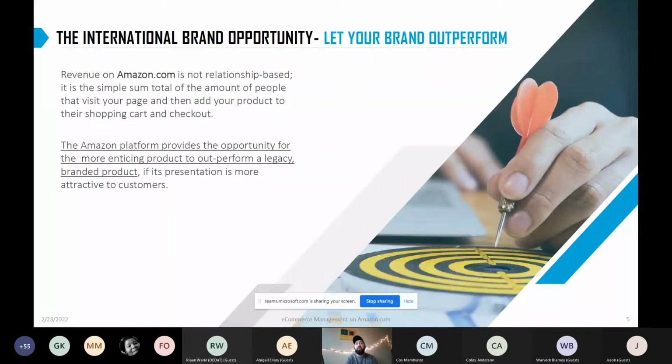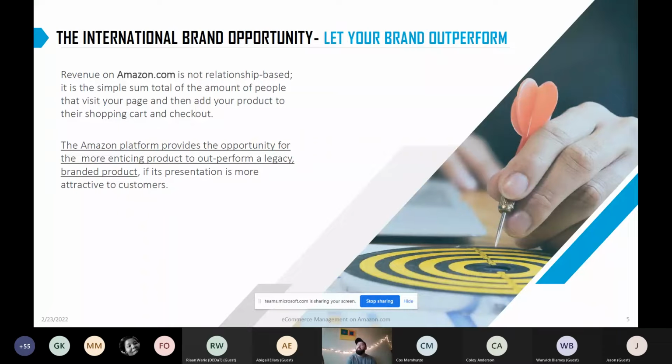On e-commerce, relationships have nothing to do with it. The amount of revenue that's sold on Amazon is tied to only one factor, which is how many people visit your page, and of those people, how many decide to add it to the cart and buy it. So if you can display to a customer why your toothpaste is in fact better than the competitive toothpaste, with the right images and the right text and the right reviews and the right price point, then you will outperform any other toothpaste.